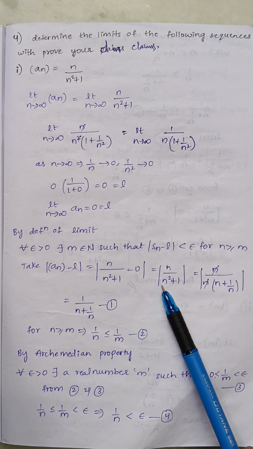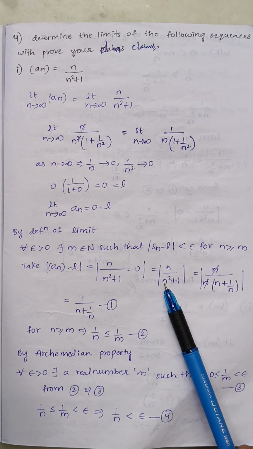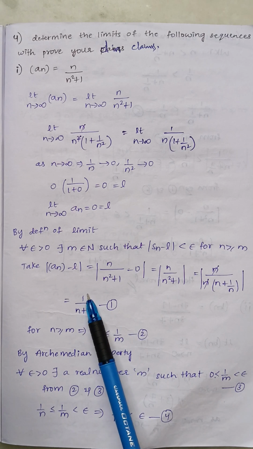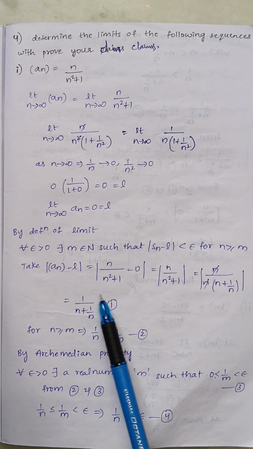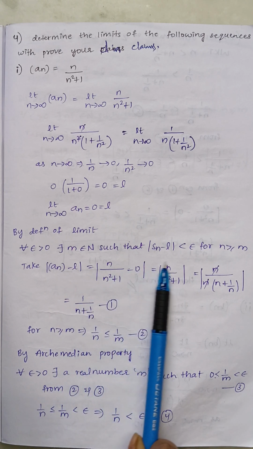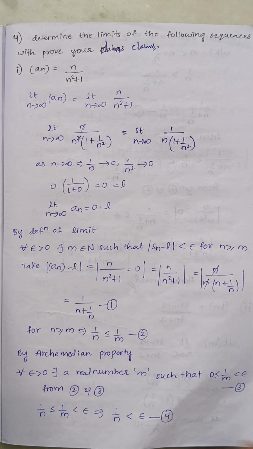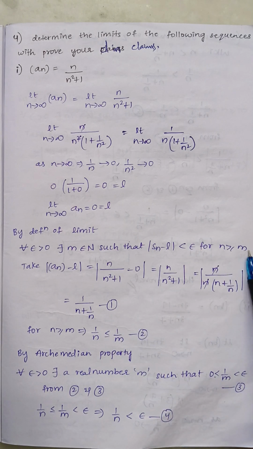So n, take it as it is. When you are taking n common here, what will happen? 1 by n plus 1 by n. Now n gets cancelled, and in the numerator n is not there. So this is the first step. What we have to do is consider modulus of An minus L, then simplify up to the numerator being independent of n. Right. Now this is taken as equation 1, and take this part, n greater than or equal to m.